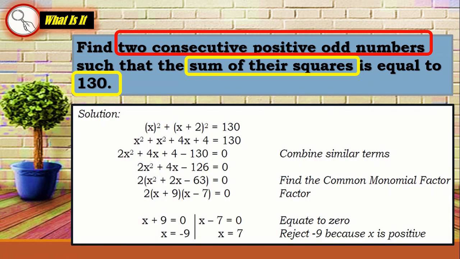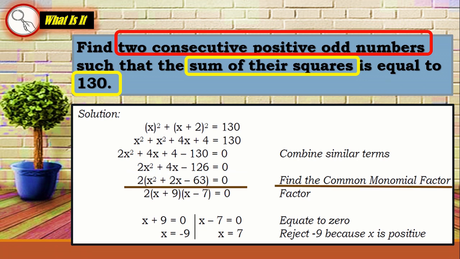Now let us solve. We have here the quantity of x plus 2 squared. So therefore, we are going to expand that. It will become x squared plus 4x plus 4. We combine like terms. x squared plus x squared is 2x squared. And then, we have here 4 minus 130 is equal to negative 126.